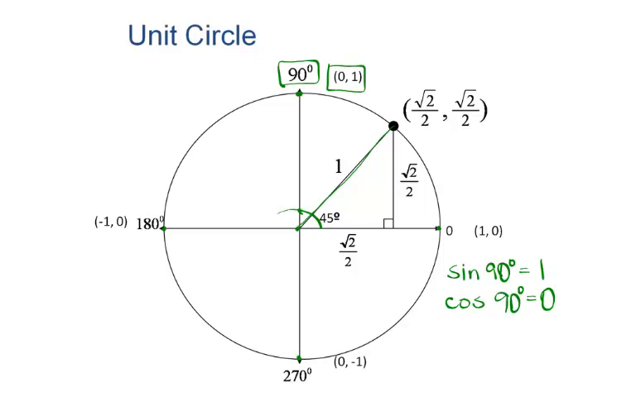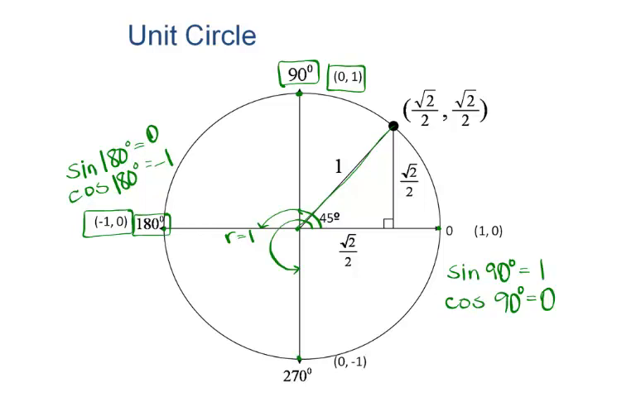When we go another 90 degrees from the horizontal, our angle measure is then 180. We know that we have a radius of 1, so we know the coordinate of this point in the plane has to be negative 1, 0. Could you tell me what the sine of 180 degrees is? Could you tell me what the cosine of 180 degrees is?